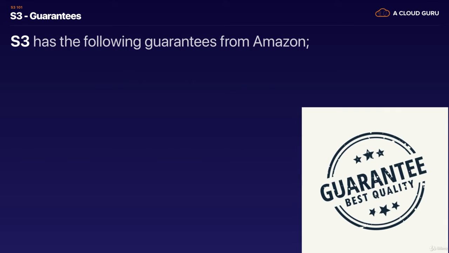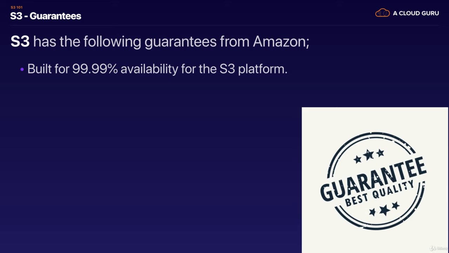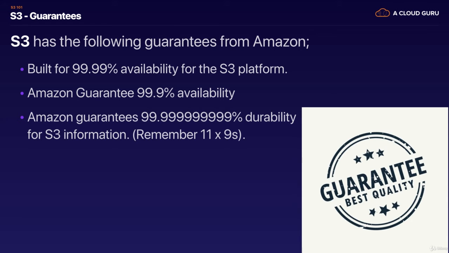So what are the S3 guarantees? What does Amazon guarantee from S3? Well, it's built for 99.99% availability, and Amazon will guarantee 99.9% availability. And Amazon guarantees 99.999999999% durability for S3. I'm not going to say it, but basically this is referred to as 11 nines because there's 11 nines there. So just remember 11 nines.